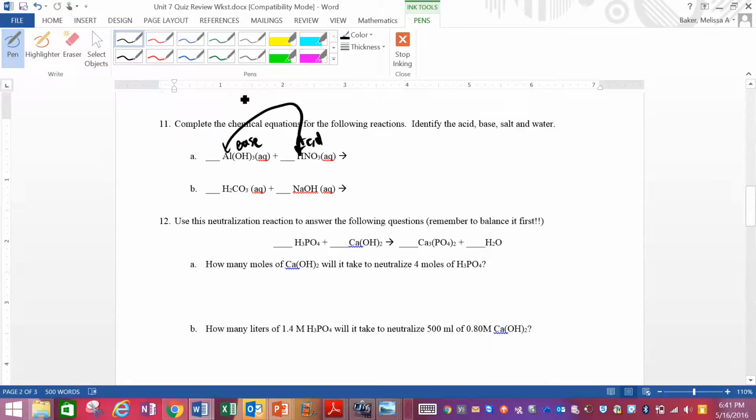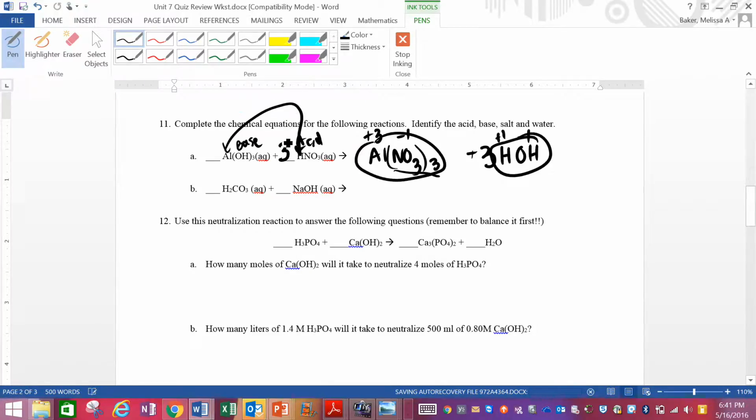Double displacement reaction. Aluminum is now going to be with the nitrate. So let's check charges. Aluminum's a +3, nitrate's a -1, so that's going to be Al(NO3)3. And we're also making H2O. H is switching places with the Al, so that one is now with the OH. And we're not balanced here. We're going to need a 3 here, and so then we're going to have 6 hydrogens, so we're going to need a 3 there. This is water, and then this is the salt, aluminum nitrate.